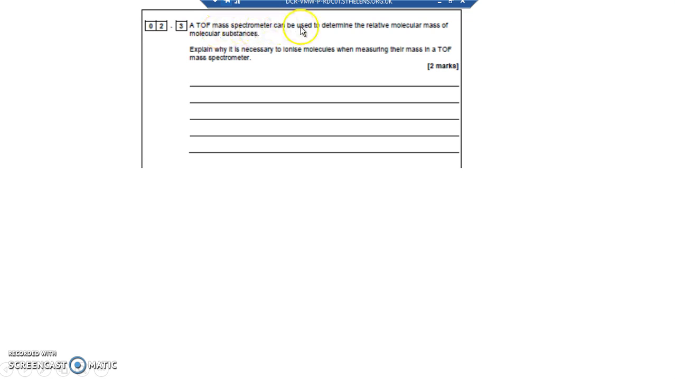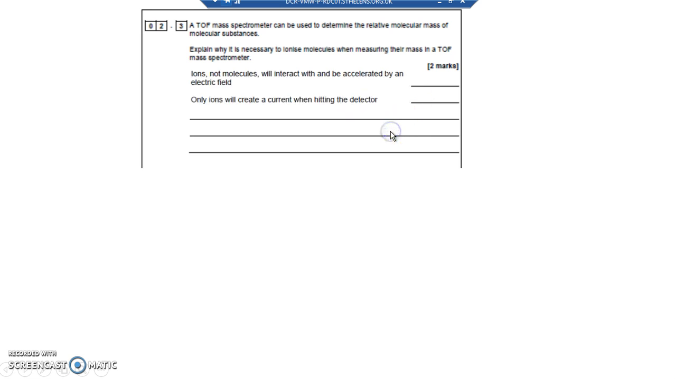The time-of-flight mass spectrometer can be used to determine the relative molecular mass of molecular substances. Explain what is necessary to ionize, in other words, turn the particles into plus ions, when measuring their mass in a time-of-flight mass spectrometer. Well, you need to accelerate them, so you have plates with small holes in them that are negatively charged, and the plus charged particle that you've just made is accelerated to these plates. It goes through the plate and then hits a detector. When the plus charged particle hits a detector, it turns back into an atom, so the plus charged particle gets its electron back off the detector plate and forms atoms, and that generates an electric current that we can read.